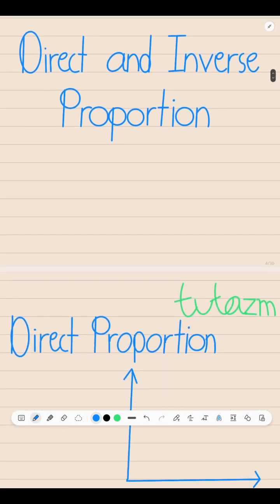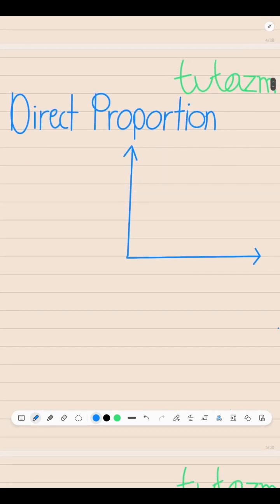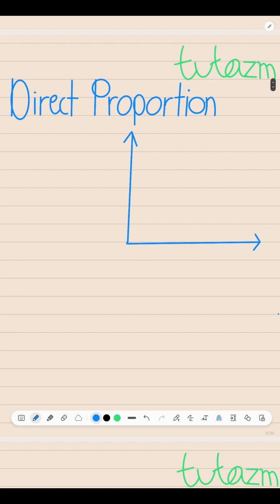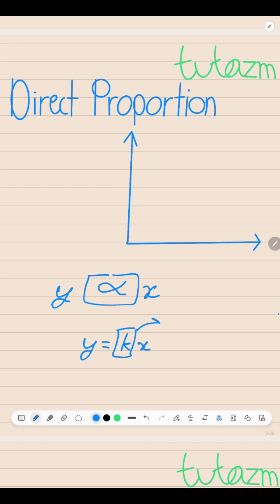So I'll start by looking at what direct proportion actually is. When two things are directly proportional, as one increases, the other increases at the same rate. You might be given it in this way: they say y is directly proportional to x. This symbol here means directly proportional. And it can also be written as y is equal to kx, where k is a constant.